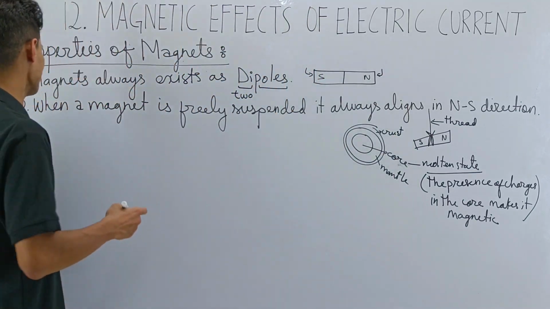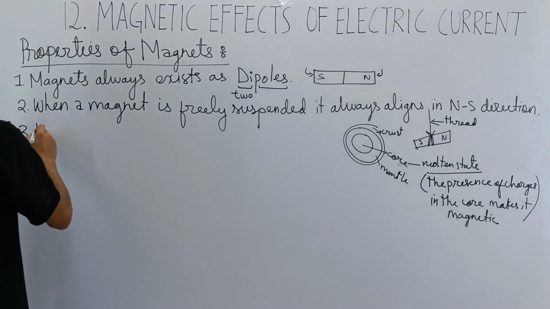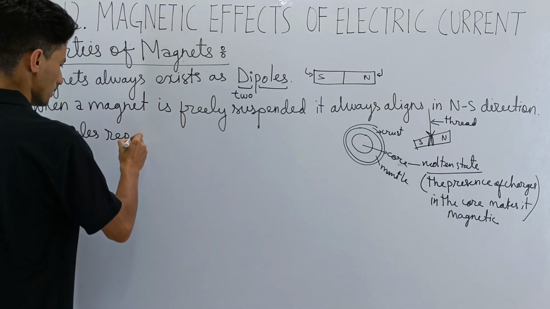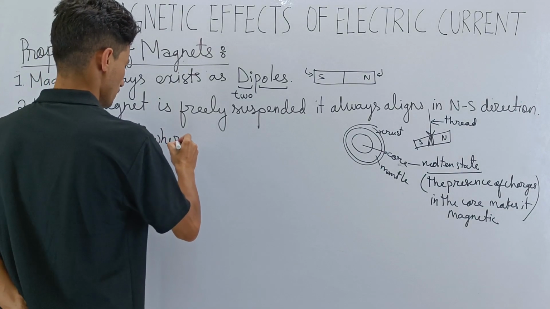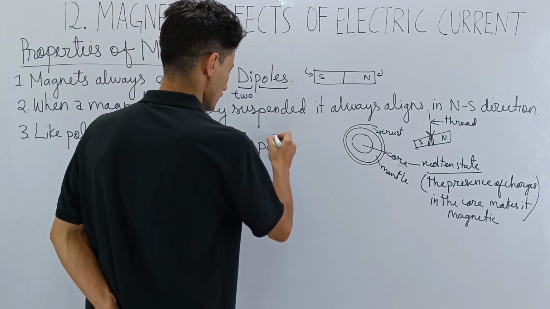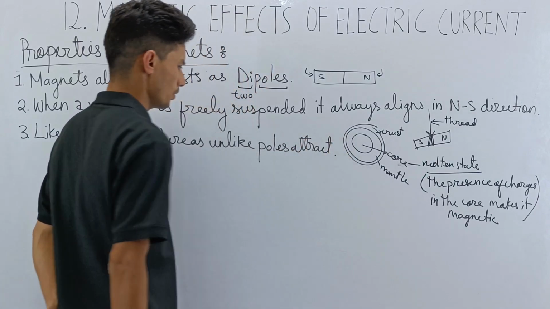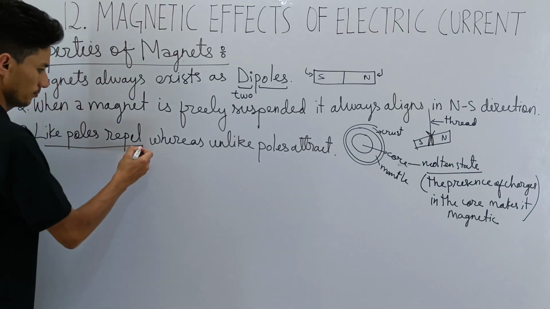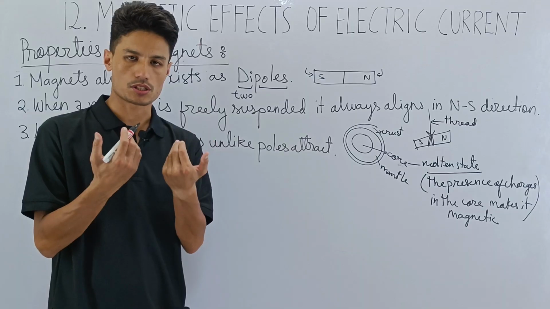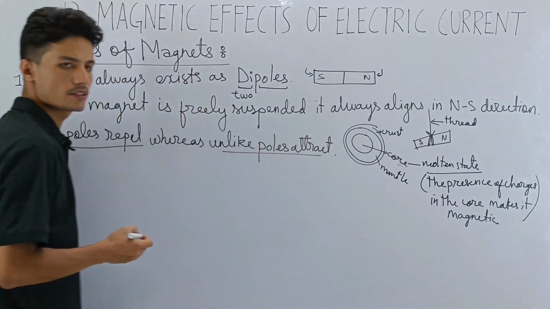Okay, next, point number 3. So what is point number 3? Like poles repel, whereas unlike poles attract. So like poles repel. What is the meaning of like poles? Means same pole, north north, south south. Unlike pole means north south, whereas unlike poles attract.